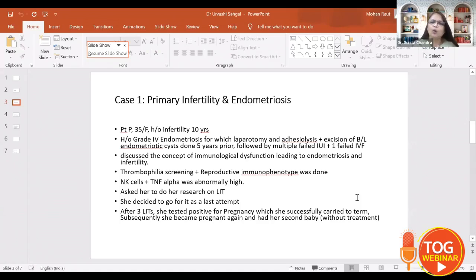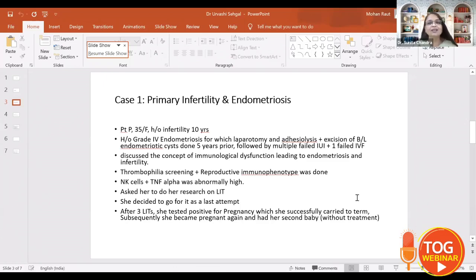Then we went for all the tests. Everything was normal, but her TNF-alpha was high. So what I did was, I started her on prednisolone, and I gave her Bharglob every 21 days. And I kept on monitoring her ovulation status. And after 3 months, she conceived. Then I kept her on steroid, prednisolone 10 milligram OD for 15 days, and then I tapered it down, and she delivered a baby.